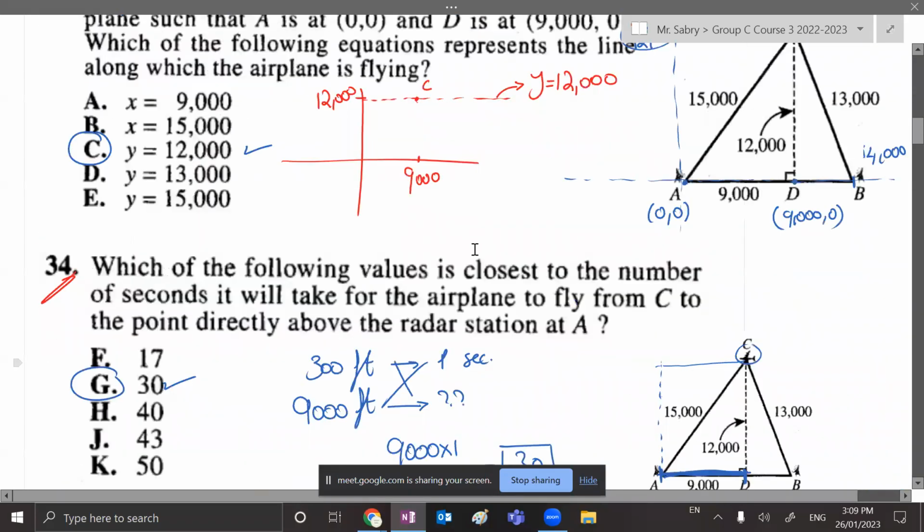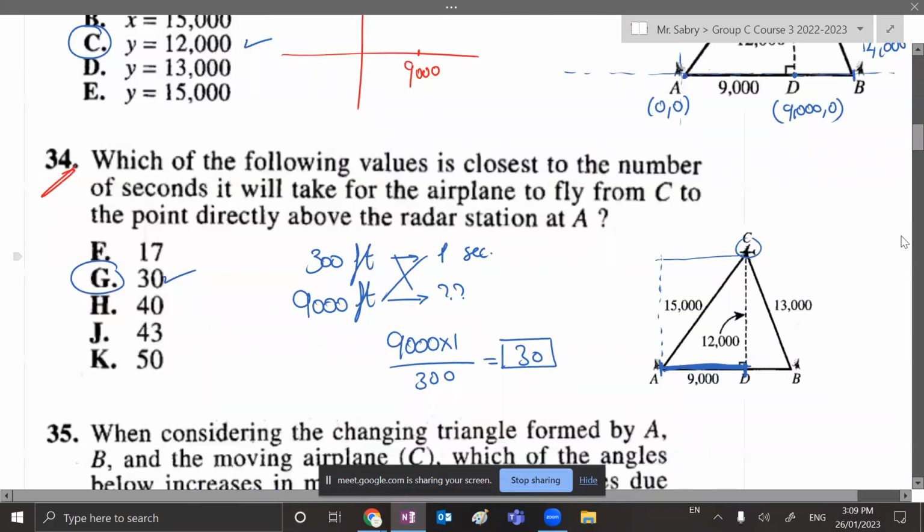And Bira, if you use the 15,000, then this means you're trying to get the distance. This distance will be covered in how long? This one here. But they're actually asking for the number of seconds it will take for the airplane to fly from C to the point directly above the radar A. So they're talking about starting from this point up until the point directly above A. So they're actually talking about this distance here, which is equivalent to the 9,000 that's below there, but not that distance. Does that kind of make sense?